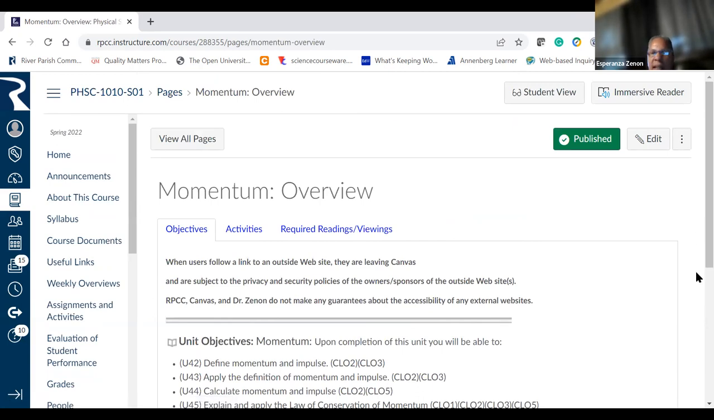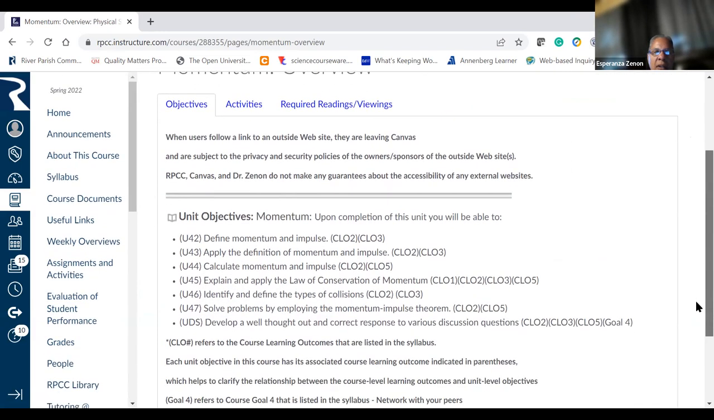So you can see the kinds of things that we'll be focusing on here. Of course, we wanna know what is momentum, and, I like to say, its first cousin, impulse. And we'll look at how you use the various formulas that relate to momentum and impulse. We'll look at the law of conservation of momentum.